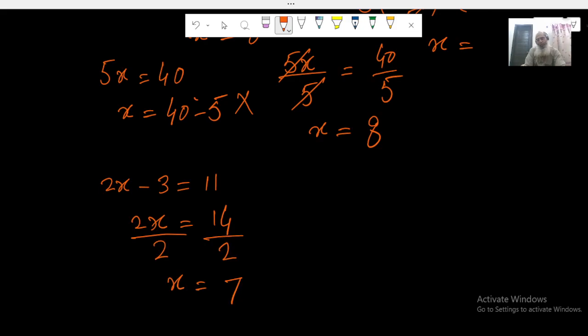Now it's time to check. If we check, 2 times 7 minus 3 is equal to 2 times 7, which is 14. 14 minus 3 is equal to 11. So a 10-second check can save full marks in an exam.